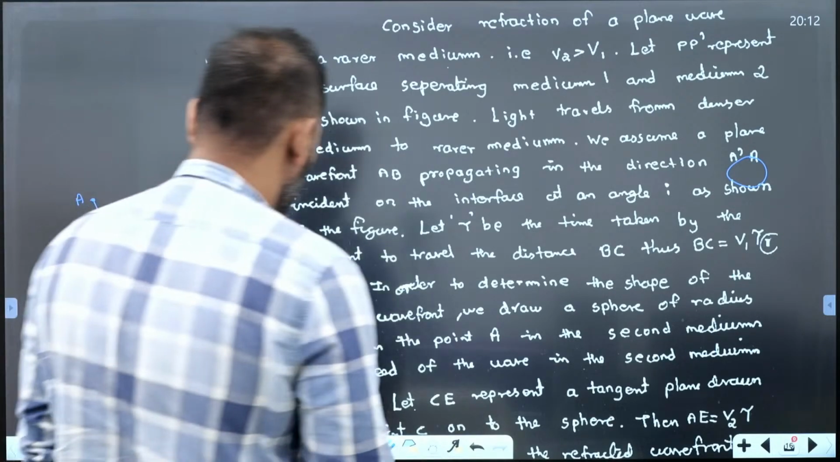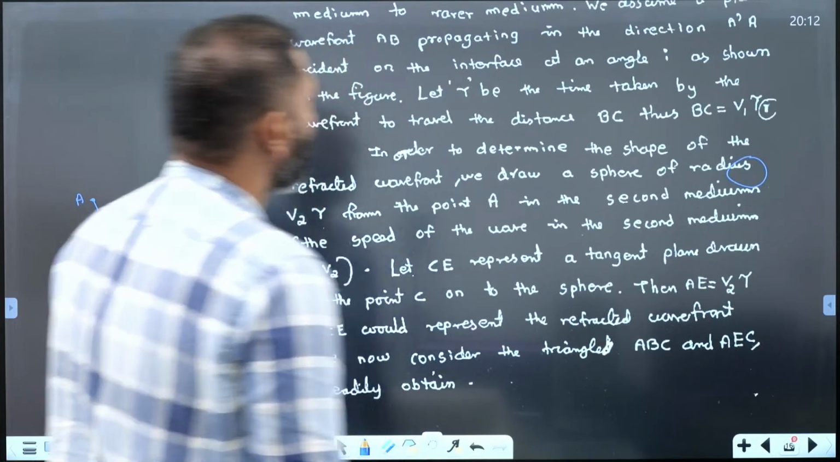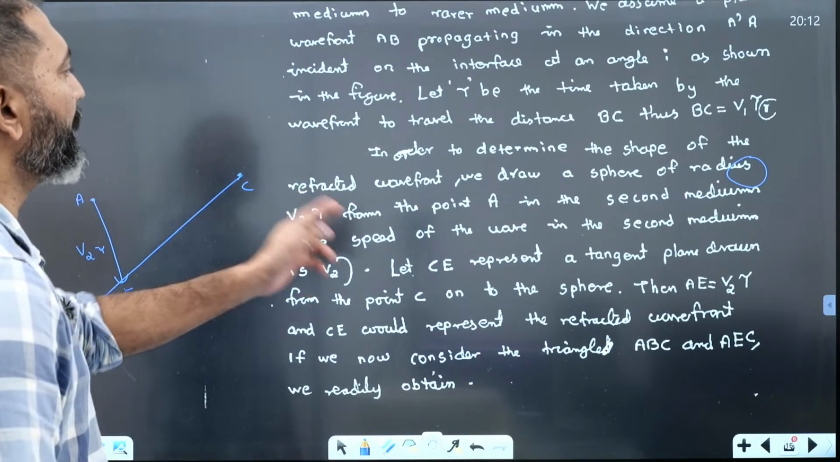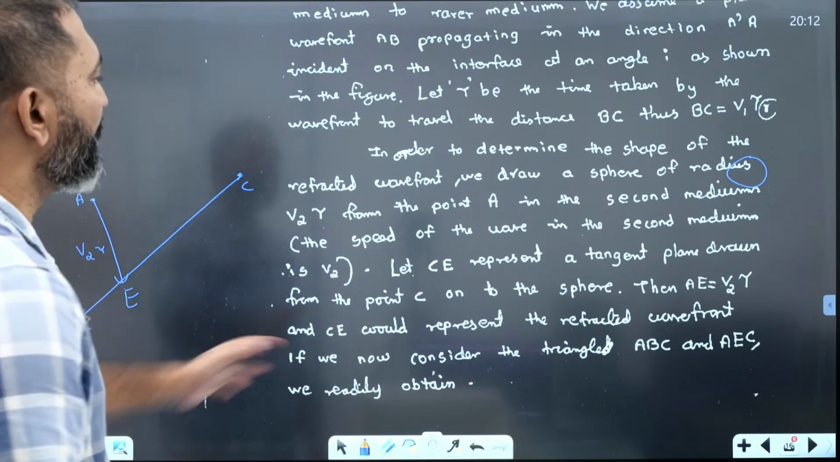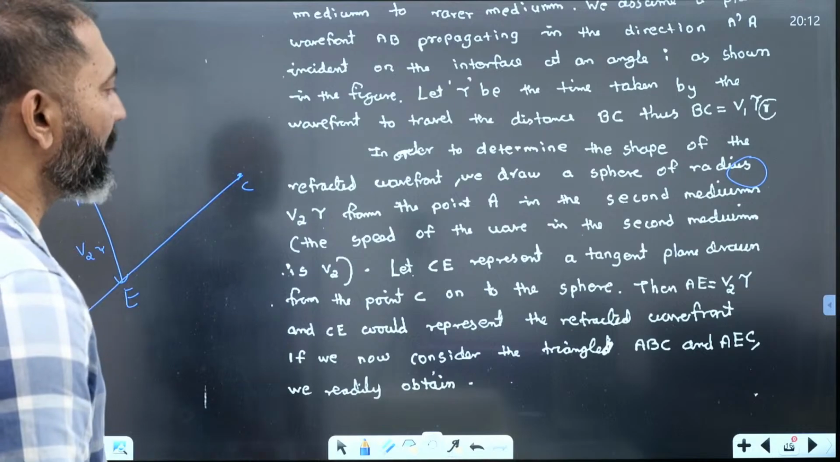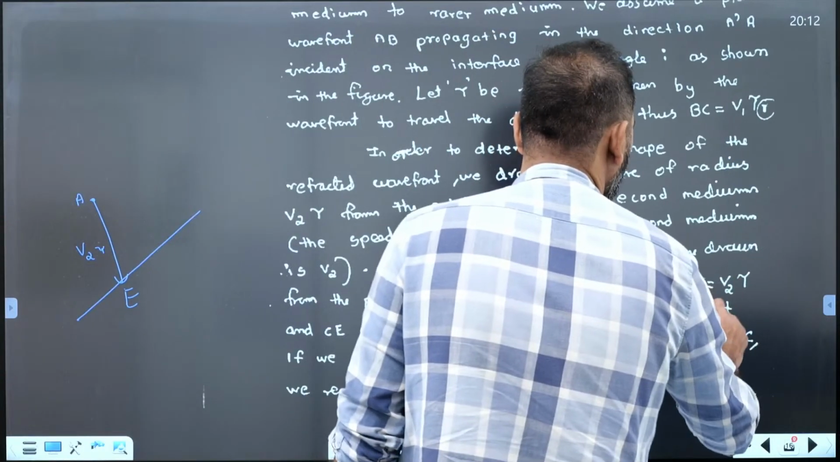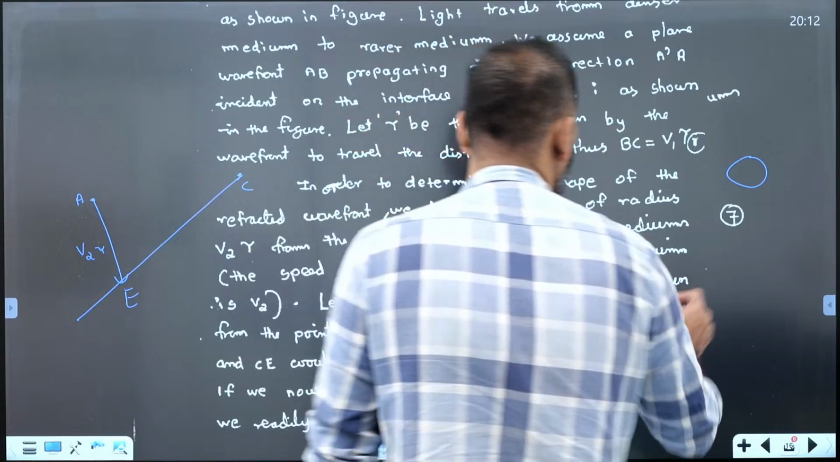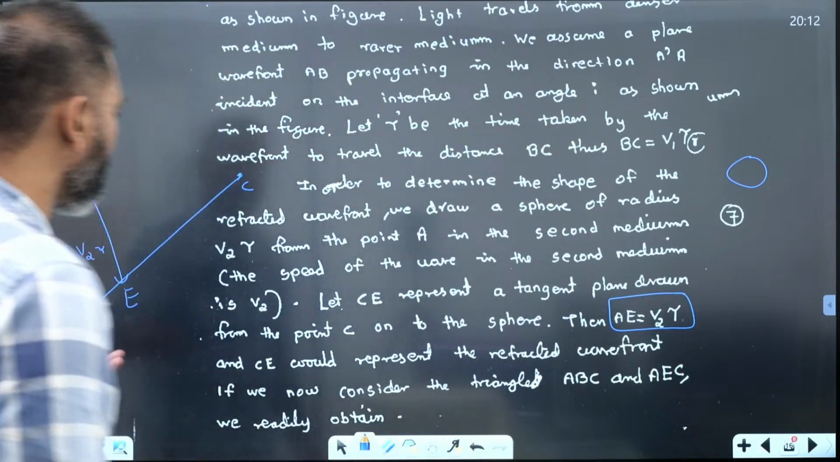Noted? I'm just scrolling it. In order to determine the shape of the refracted wavefront, we draw a sphere of radius v2 tau from point A in the second medium. The speed of wave in the second medium is v2. Let CE represent a tangent plane drawn from the point C on the sphere. Then AE is equal to v2 tau, and CE could represent the refracted wavefront.